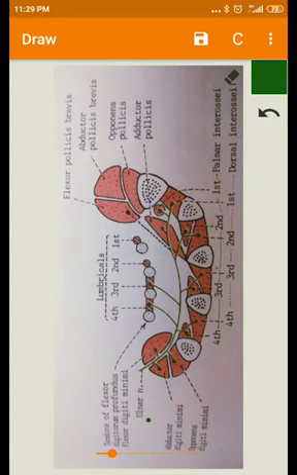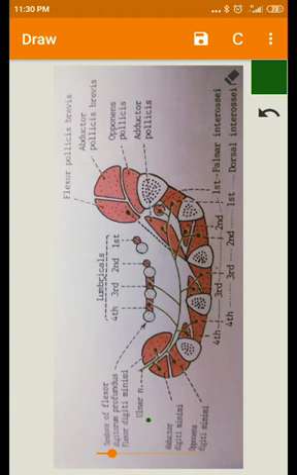Okay, so now this deep branch accompanies the deep branch of the ulnar artery. We have seen how the ulnar artery passes in the palm. In the same way, it accompanies the ulnar artery here. So this is the transverse section. This is the section of the hand, the transverse section of the palm.